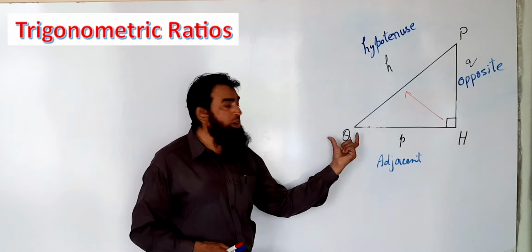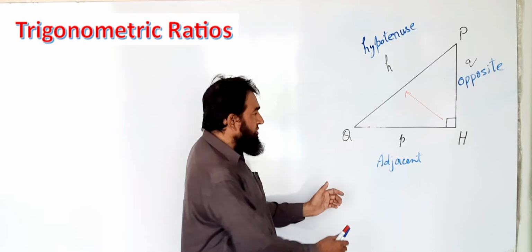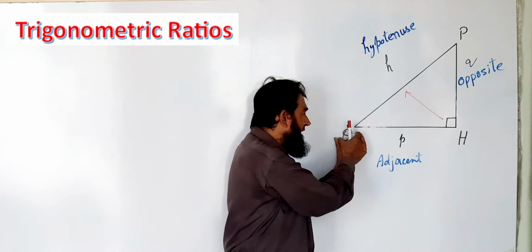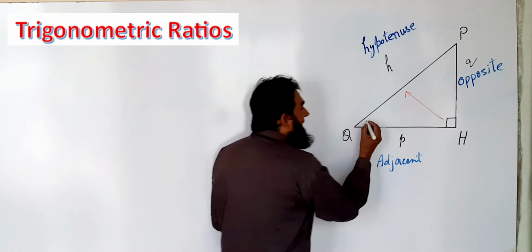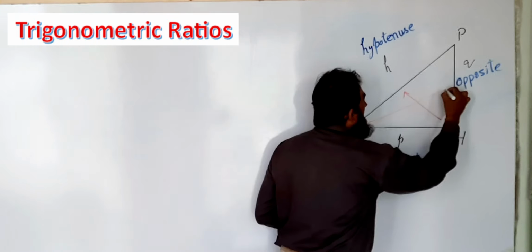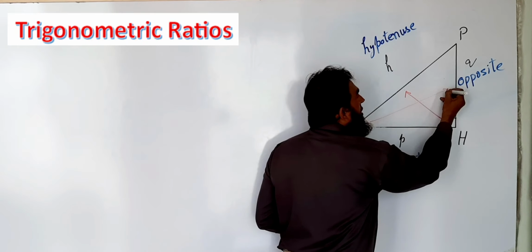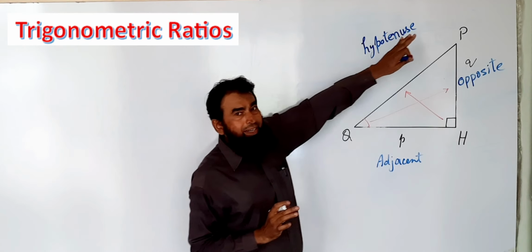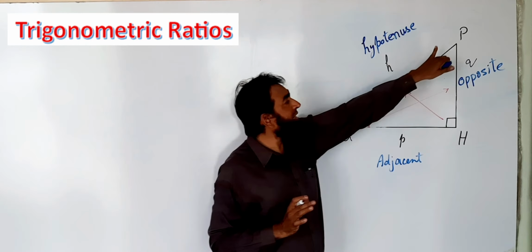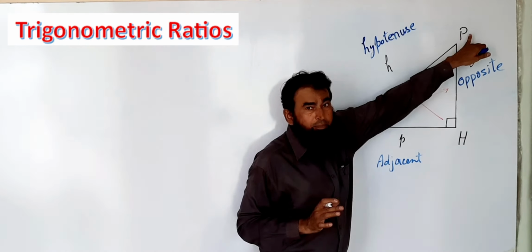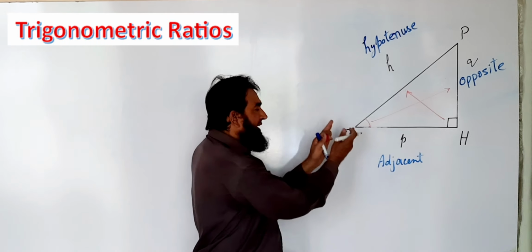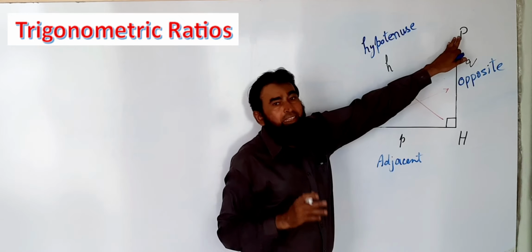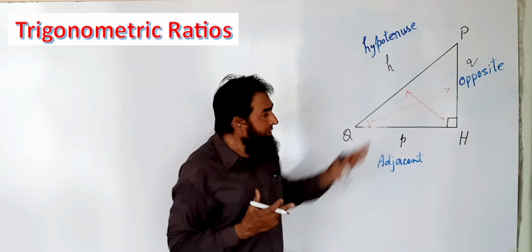Now if I am going to write down the trigonometric ratios with reference to angle Q, then opposite to angle Q is called opposite. We will also consider the trigonometric ratios with reference to the second acute angle P, but first of all I am taking this angle Q. I'll also tell you how we are going to name the sides if I am considering angle P.